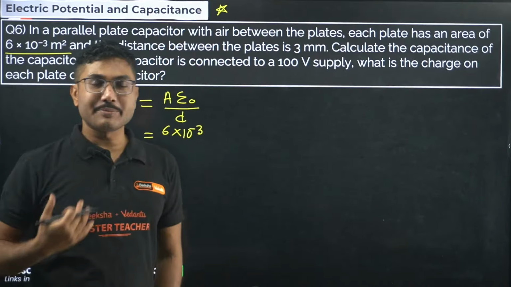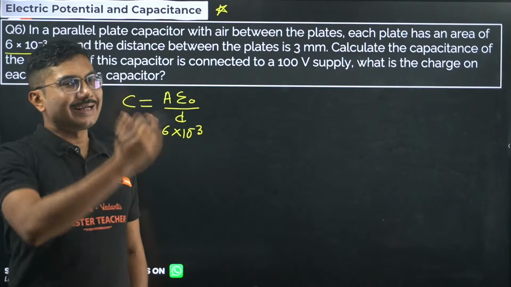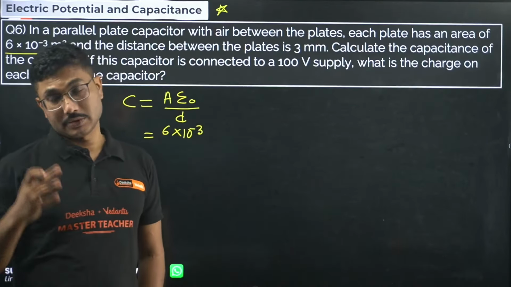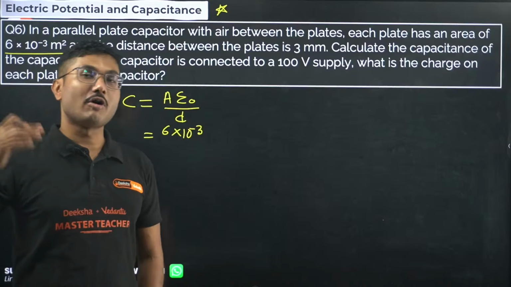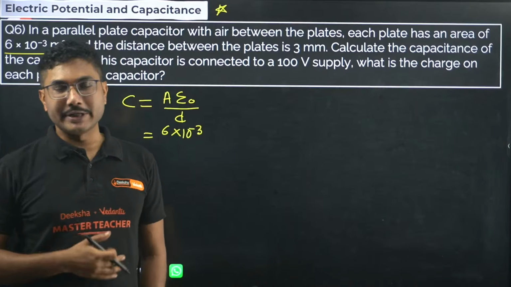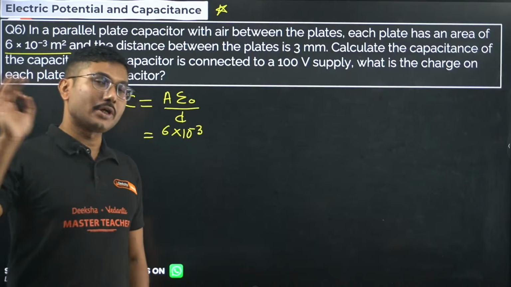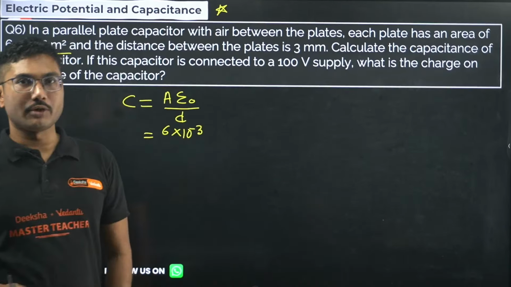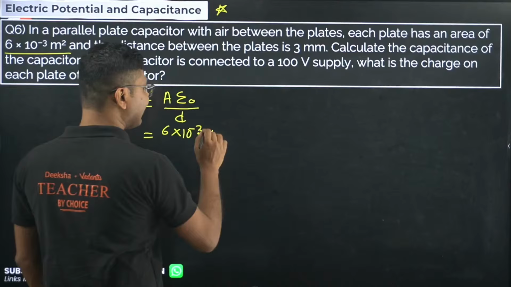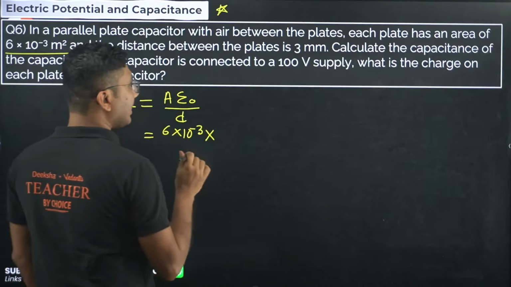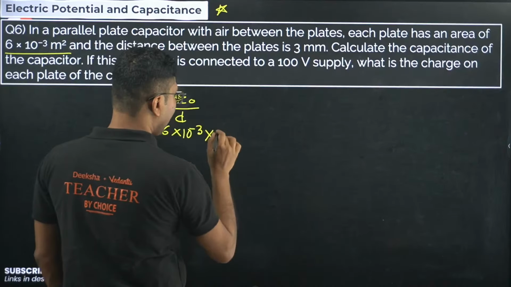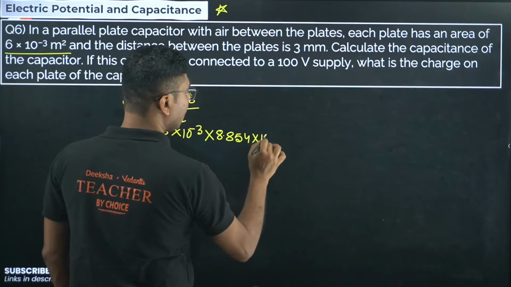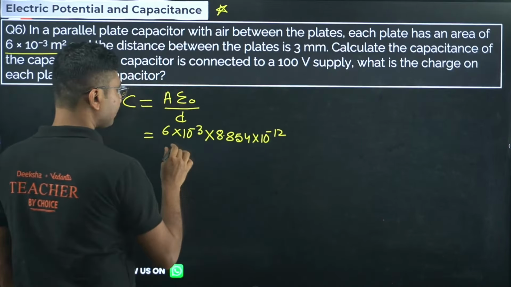So a similar concept-based question might come, but they might change the language, saying it's circular plates of a parallel plate capacitor of diameter, say, 2 millimeter or 1 millimeter. In that case you have to convert diameter into radius, then calculate the area, then you can use this formula. This may not be as direct as given in the NCERT book, but the concept might be repeated. Make sure I am telling you all the variations that are possible.